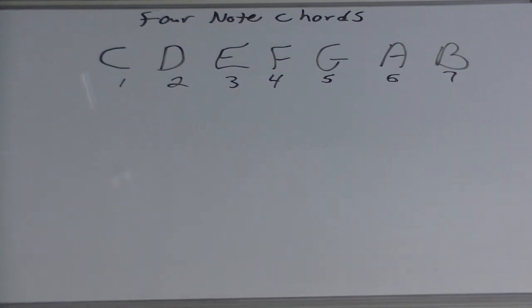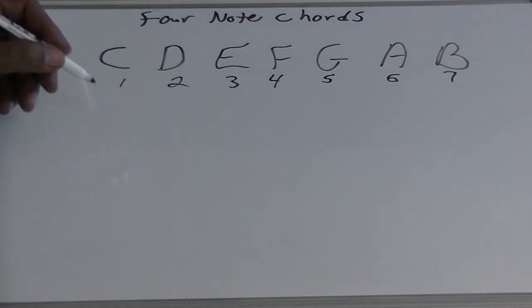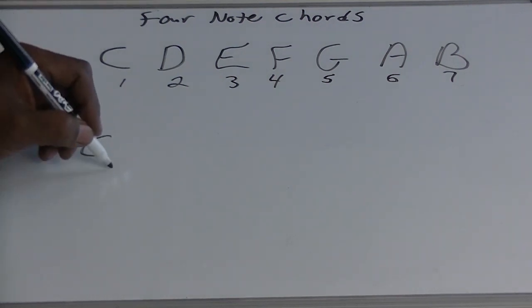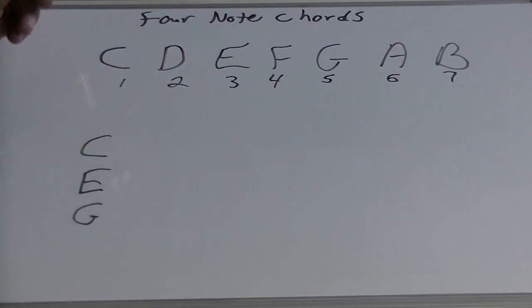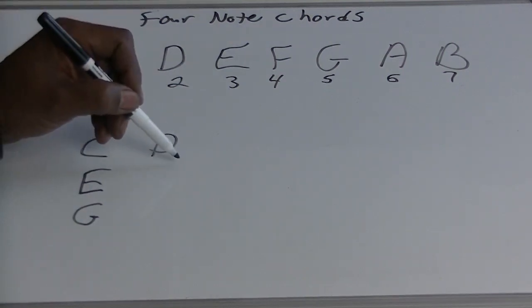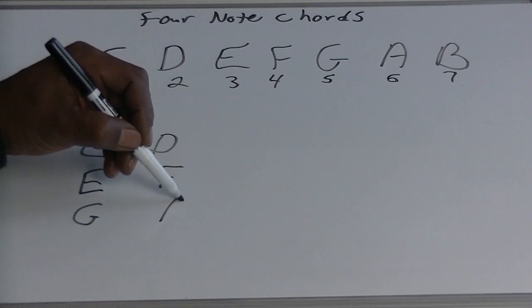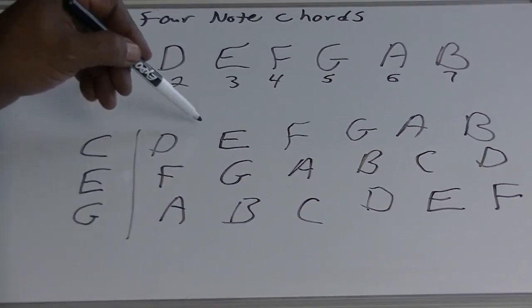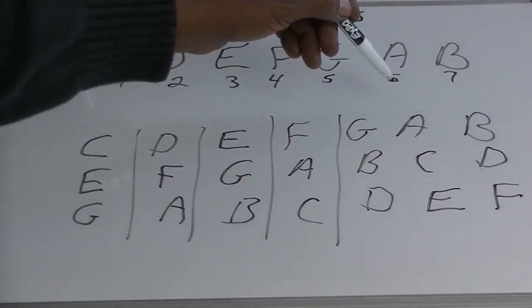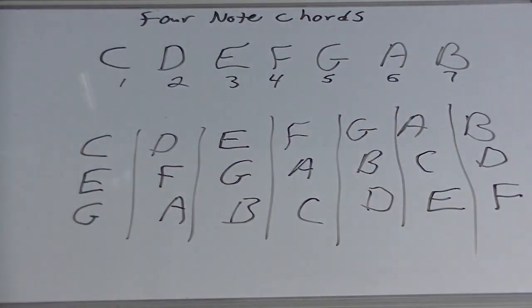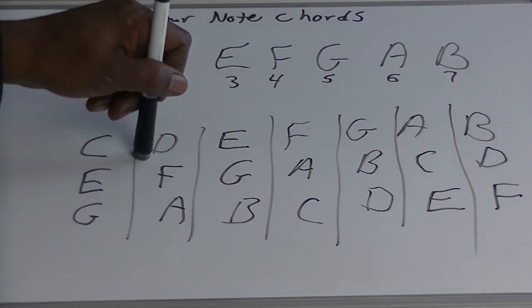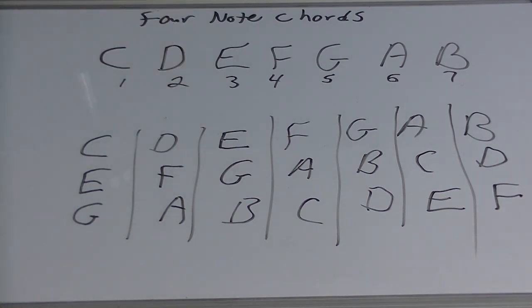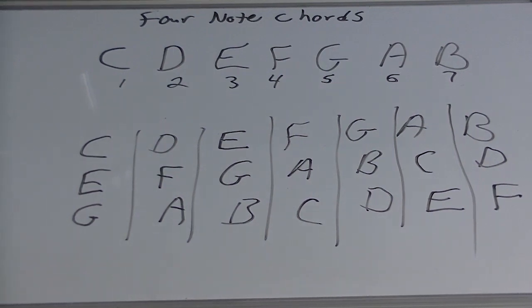And as we learned in lesson number 3, a series of three-note chords can be built upon each note of the scale. So for C, we would have C, E, G. For D, D, F, A. As you can see here, a series of chords can be generated using the notes of the scale. These chords are three-note chords and are known by the technical term triads.